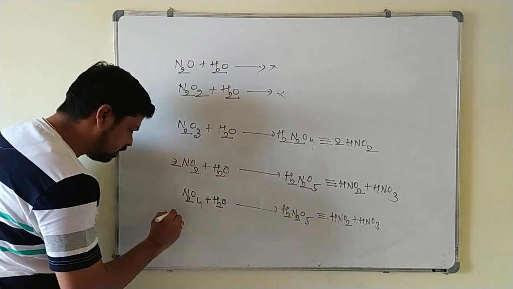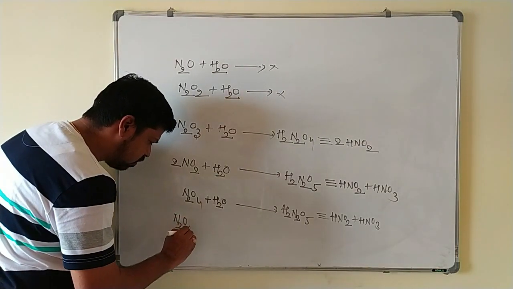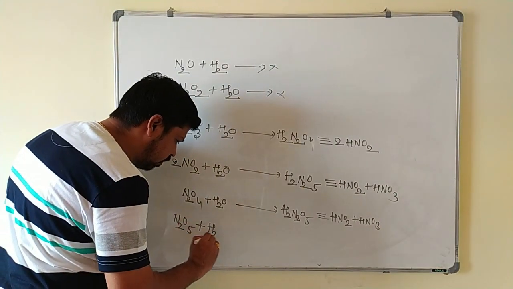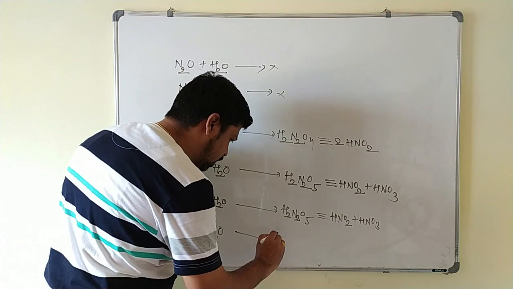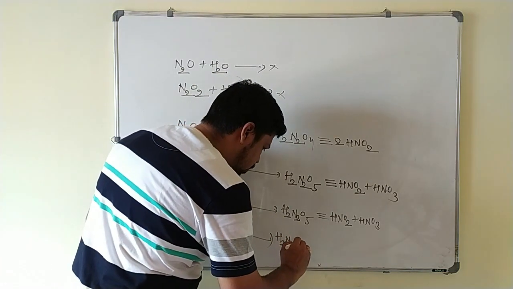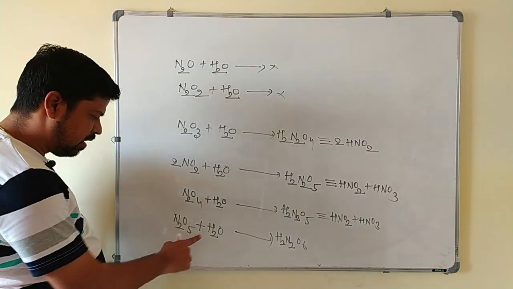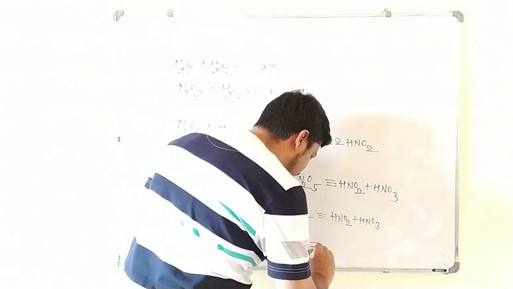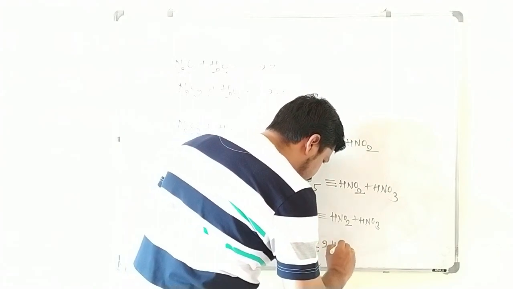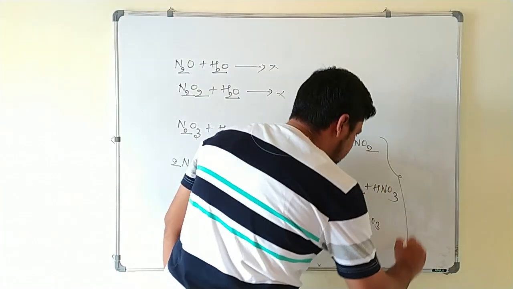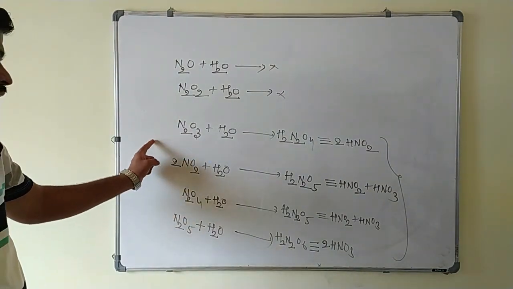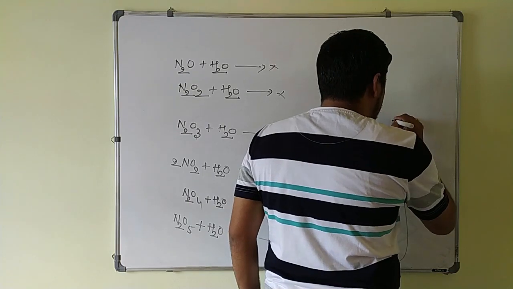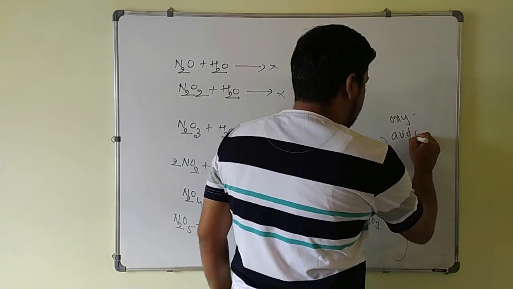Next, dinitrogen pentoxide, N2O5. On dissolving in water, it gives H2N2O6, which can be written as 2 times HNO3. That's why these non-metal oxides are called acidic: on dissolving in water they give acids, nothing but oxoacids.